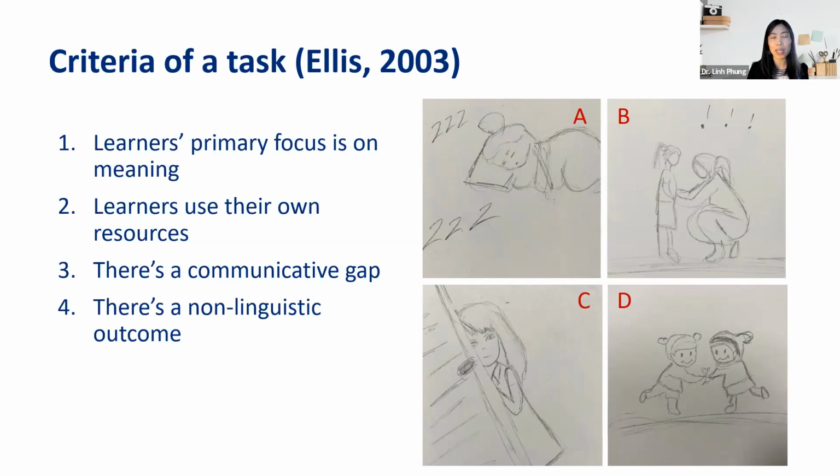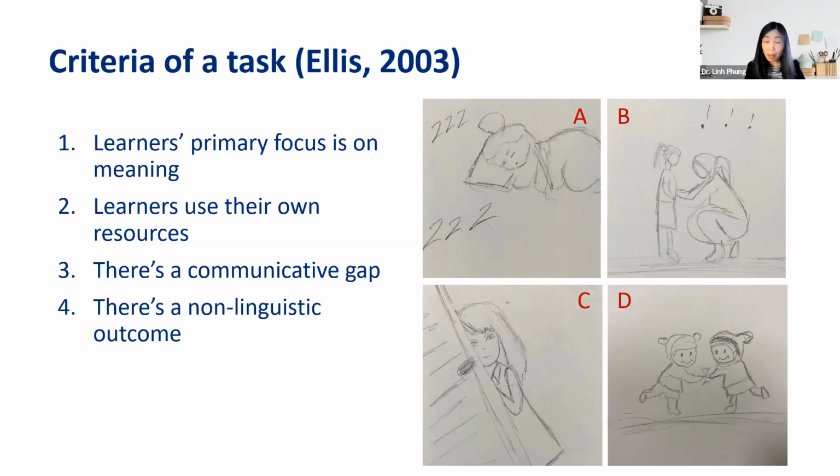And I gave you an example of ordering food. The objective is to get the food. Or in a picture difference task, the objective can be to find the differences between two pictures. So that is an example of a non-linguistic outcome. You can think of it as evidence that students have finished the task, have completed the task.